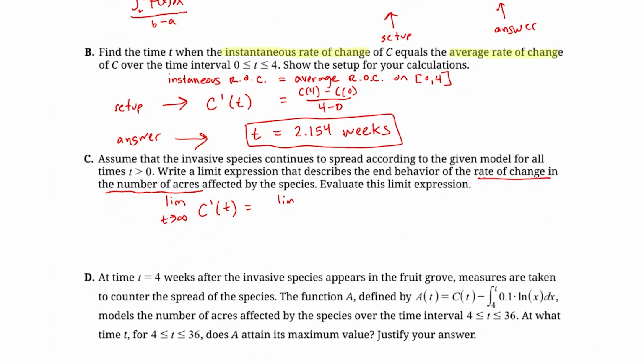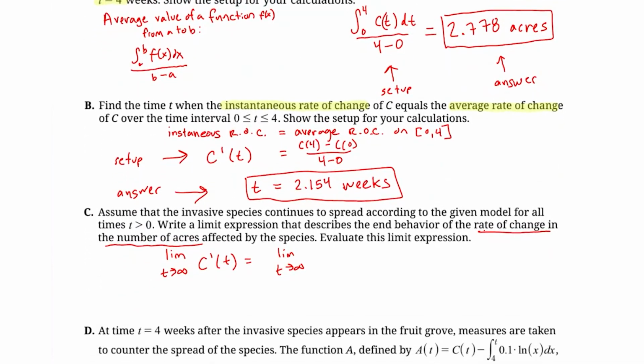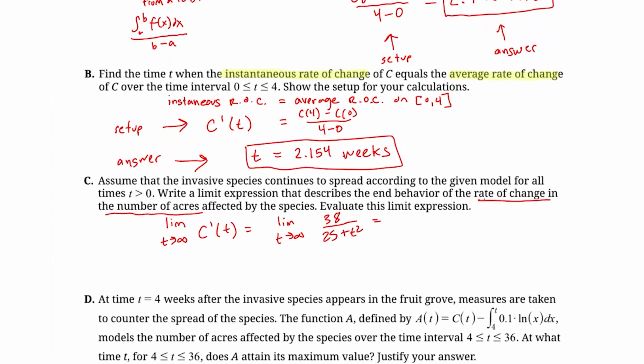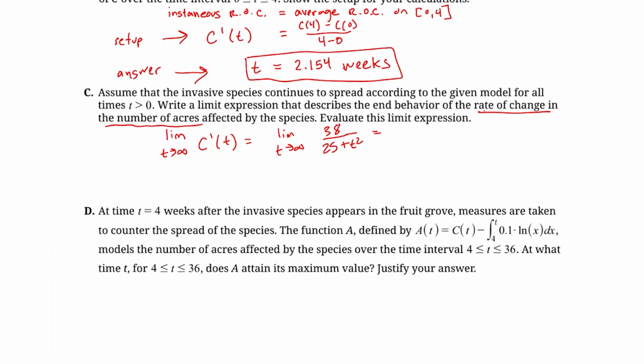So this is going to be the limit as t approaches infinity of 38 over 25 plus t squared. I want to know, what does that equal? So this is going to take us back all the way to Unit 1 when we originally learned how to evaluate limits as x approaches infinity, or in this case, t approaches infinity.